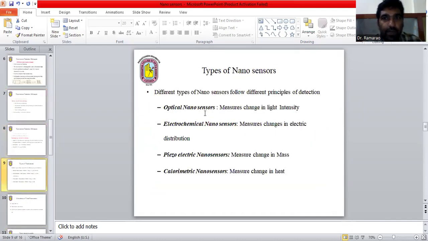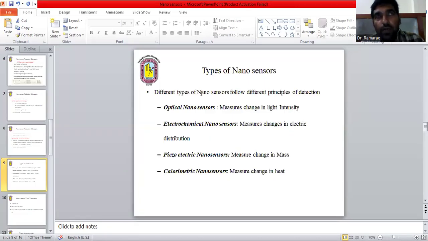Next is the types of nanosensors. Nanosensors are classified into different types based on the principles of detection. There are 4 important nanosensors. The first one is optical nanosensors, the second is electrochemical, the third is piezoelectric, and the fourth is calorimetric. Optical nanosensors measure change in light intensity. Electrochemical measures change in electric distribution. Piezoelectric nanosensors measure change in mass. Calorimetric measures change in heat. So these are 4 different principles of detection, and 4 different types of nanosensors are used.